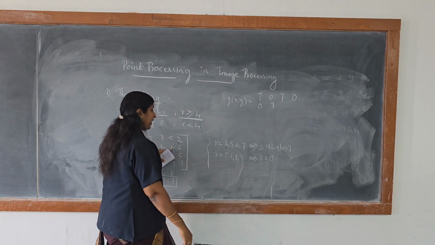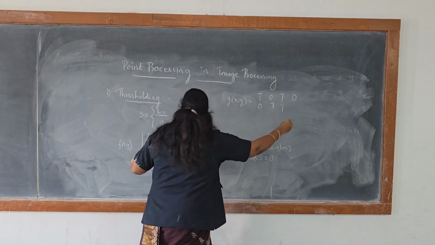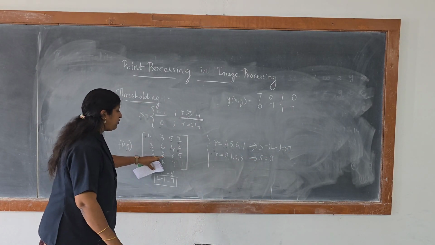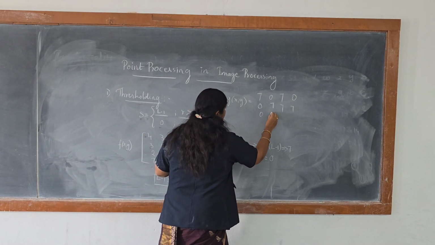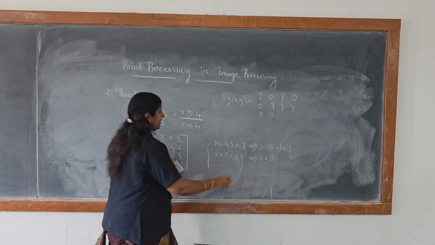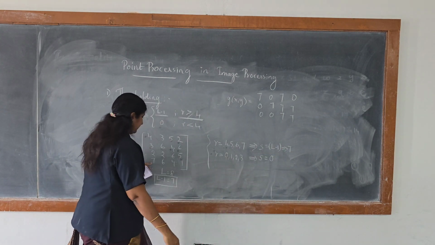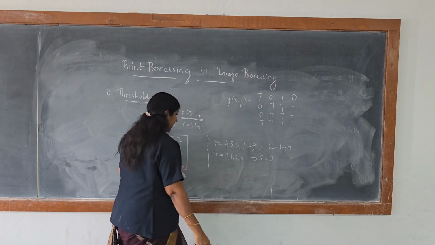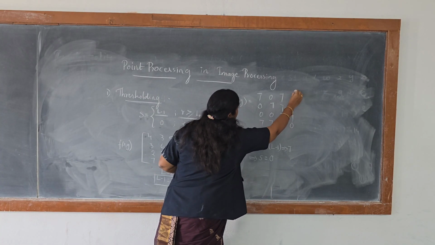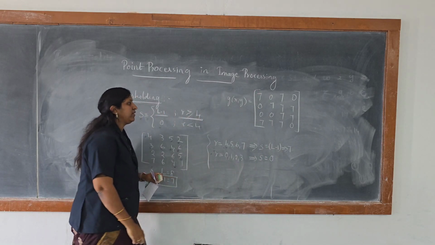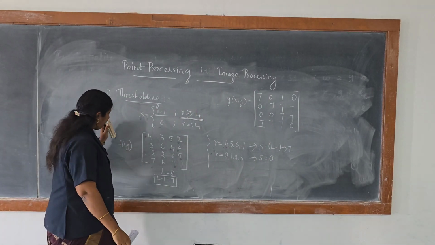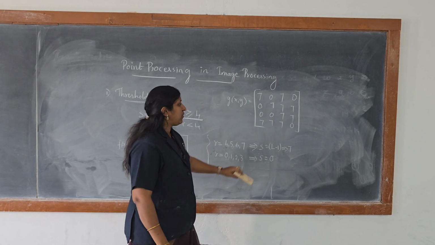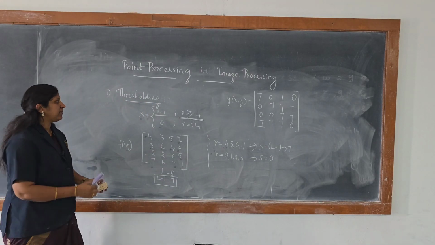4 is greater than or equal to 4, so that is 7 again. 6 is greater than 4, again 7. The next values 2 and 2 are both less than 4, so this will become 0. 6 and 5 are greater than 4, so 7, 7. And 7, 6, 4 are greater than or equal to 4, so 7, 7, 7. Finally, 1 is less than 4, so this will become 0. Okay, so for this input, we got the modified output g of x comma y, a 4 cross 4 matrix.